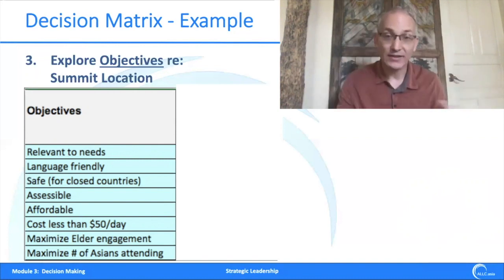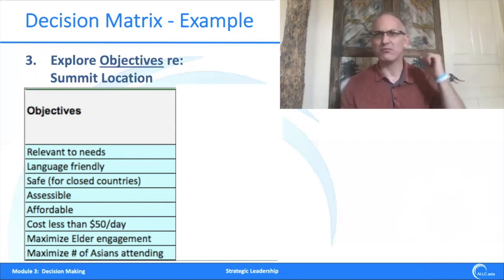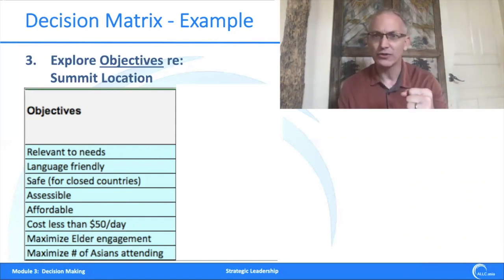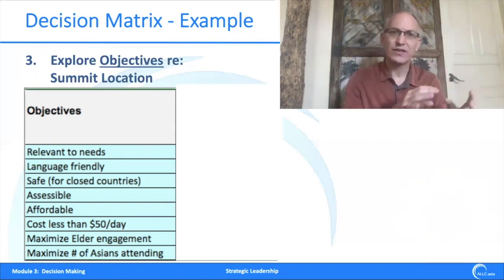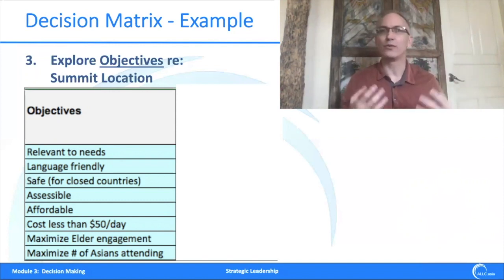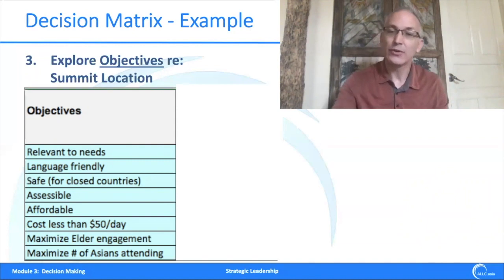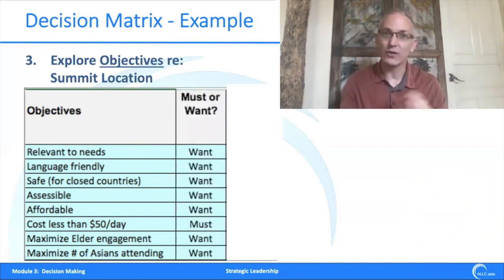And once you've got that list of objectives, whatever they are, then you start thinking about which ones of these are an absolute must? We have to have it or we won't do it. And which of these objectives are just a want? We really would like to see this happen as much as possible, right? So you assess that as well. Which of these are musts and which of these are wants?